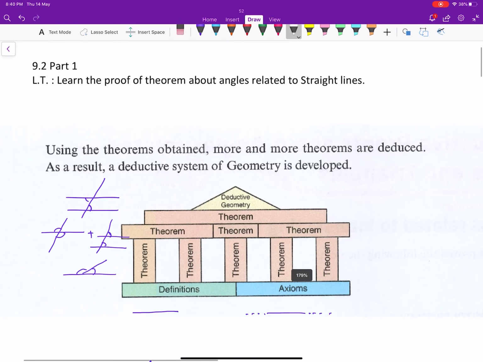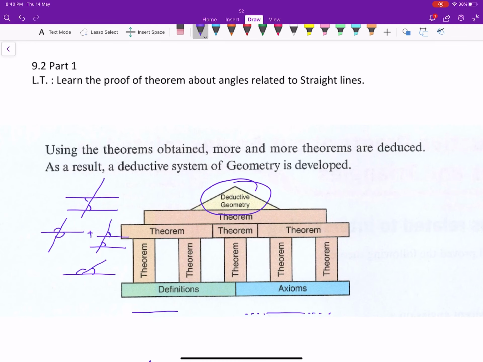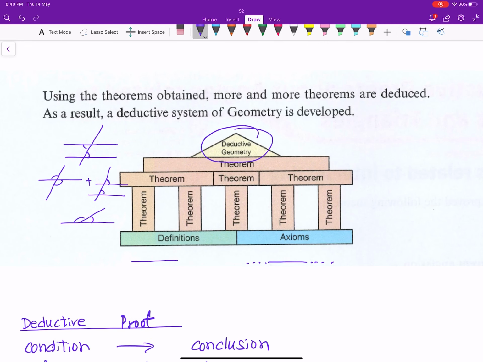So in this chapter, we are talking about deductive geometry. So what is it about? We build from a definition, something like how do we define a straight line, and then with the axioms, the straight line without two ends, we use the definition and axioms to build up some theorems. Something like adjacent angles on a straight line will equal 180 degrees. And after we have some theorems, then we can build some more theorems based on the other theorems.